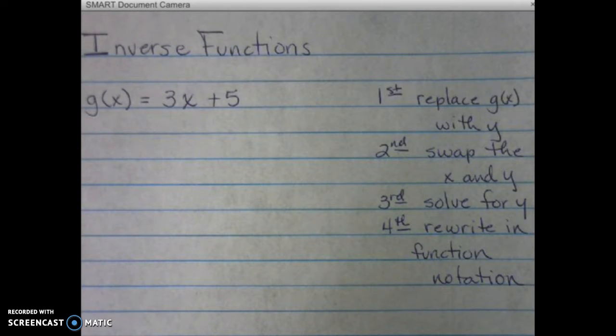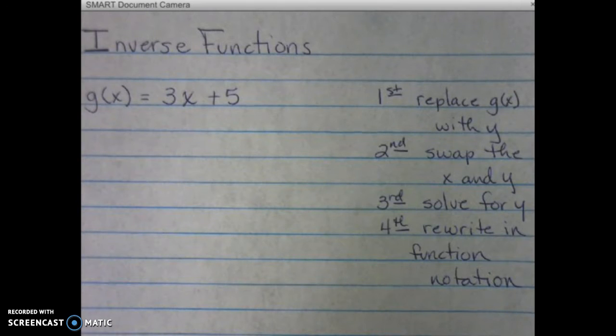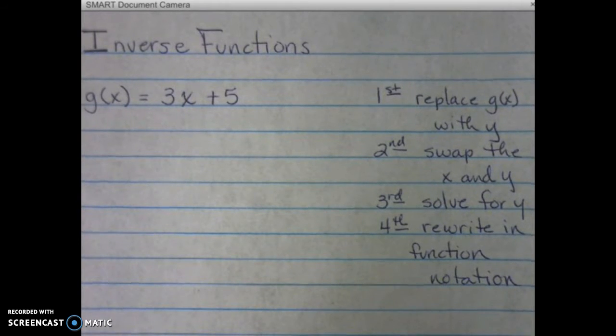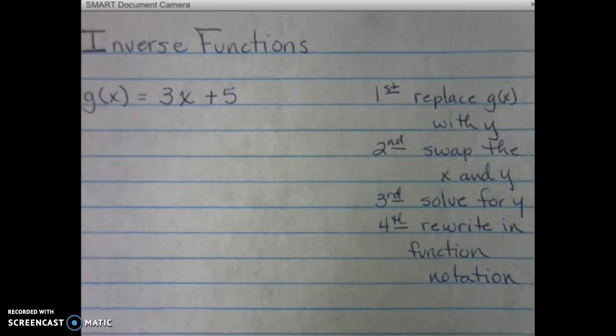The second step is to swap the x and the y values. The third step is to solve for y. And fourth is to rewrite in function notation. Please pause the video at this moment if you are not finished writing these 4 steps down.